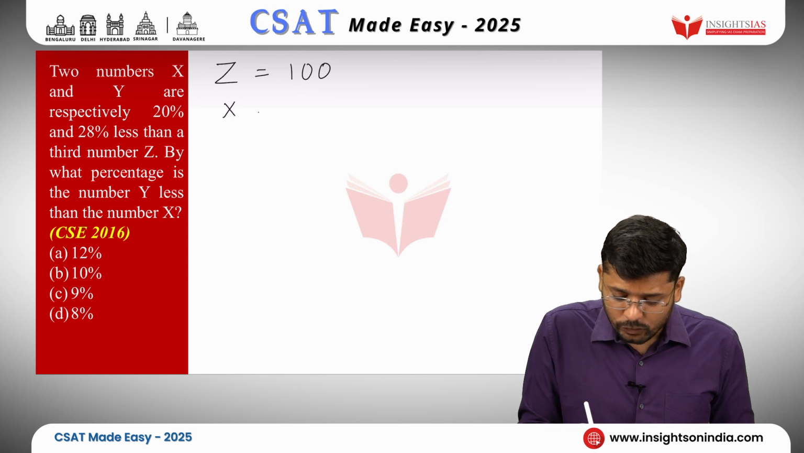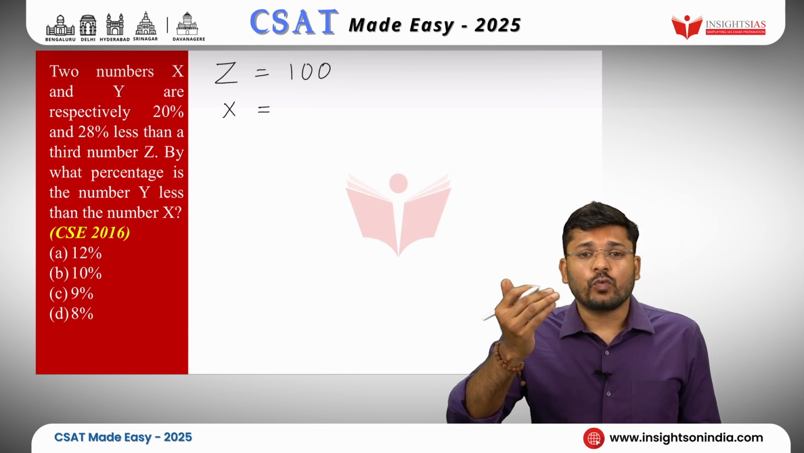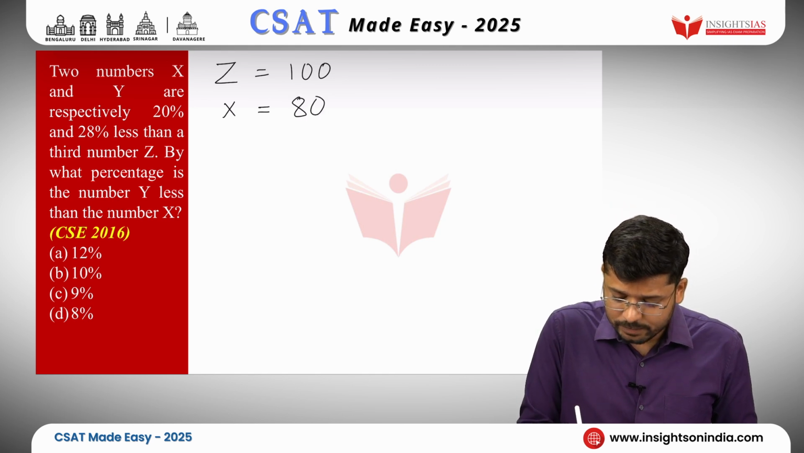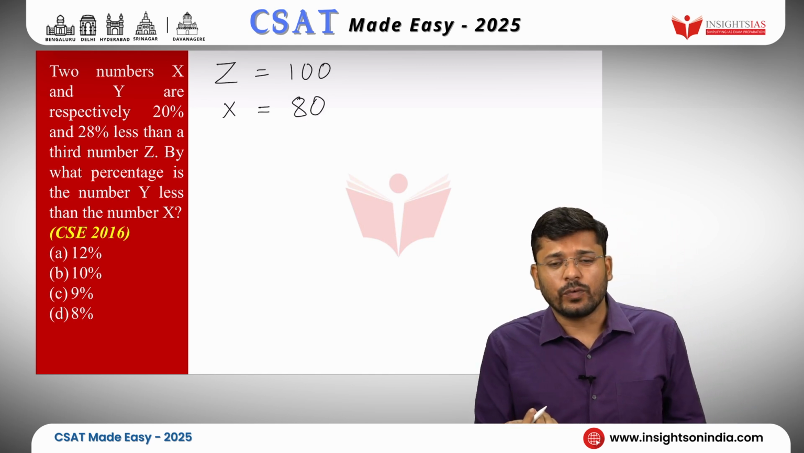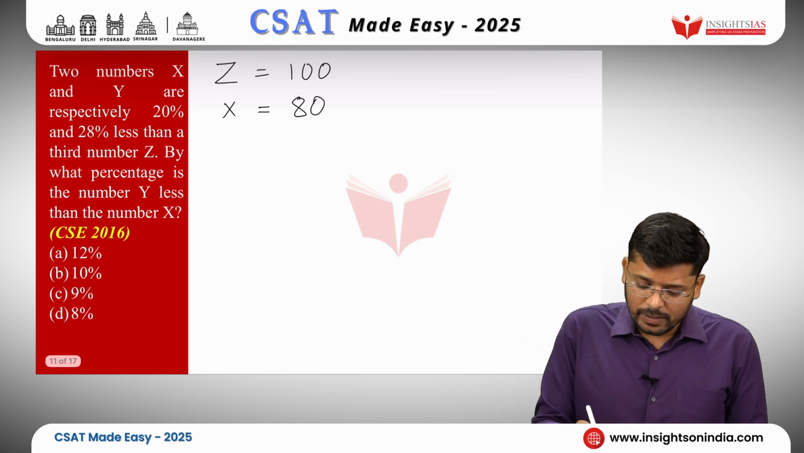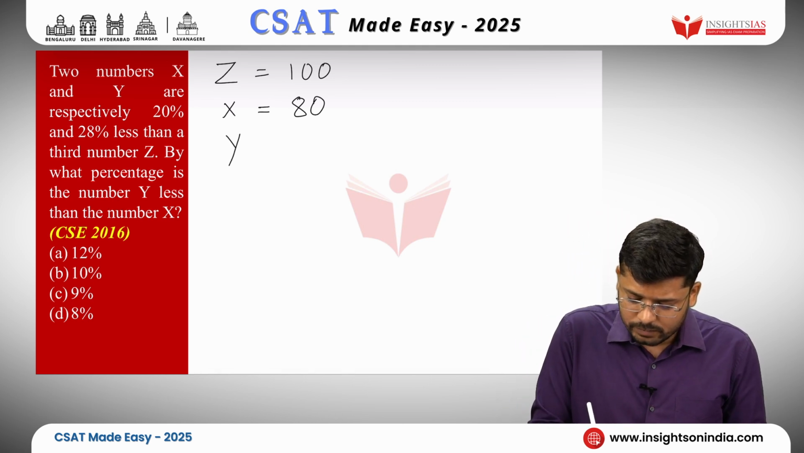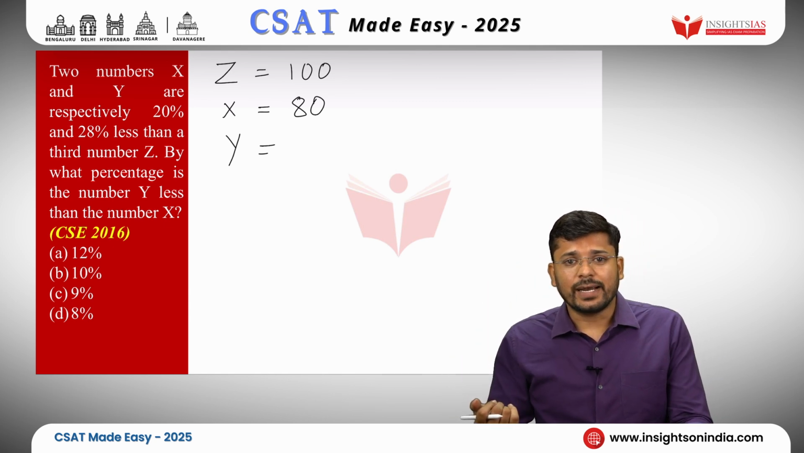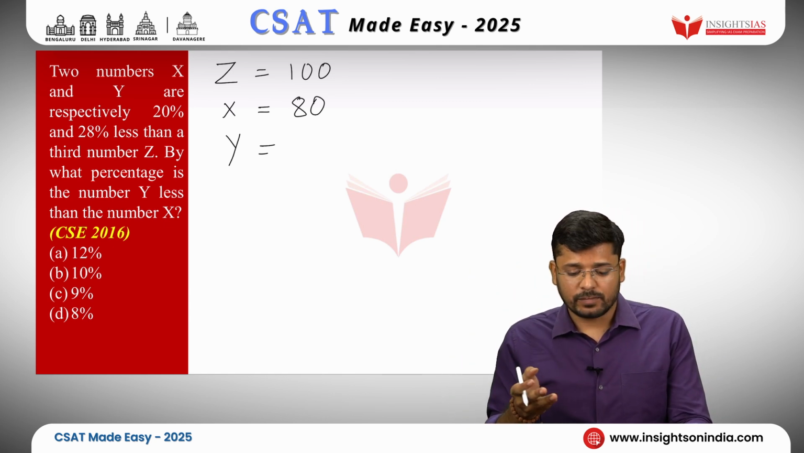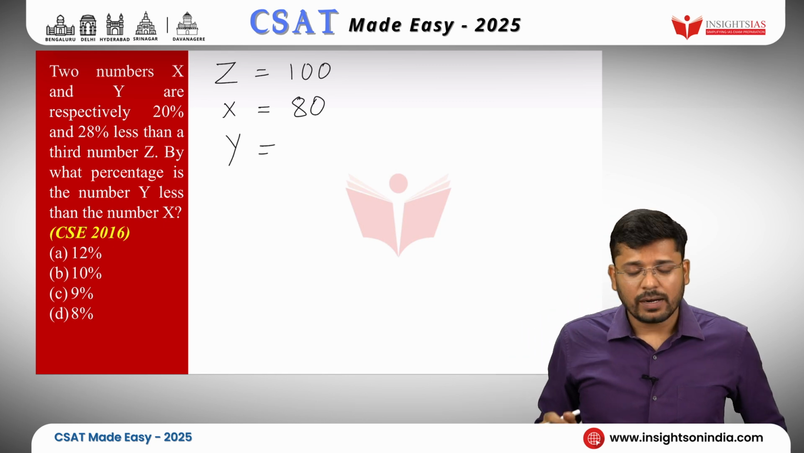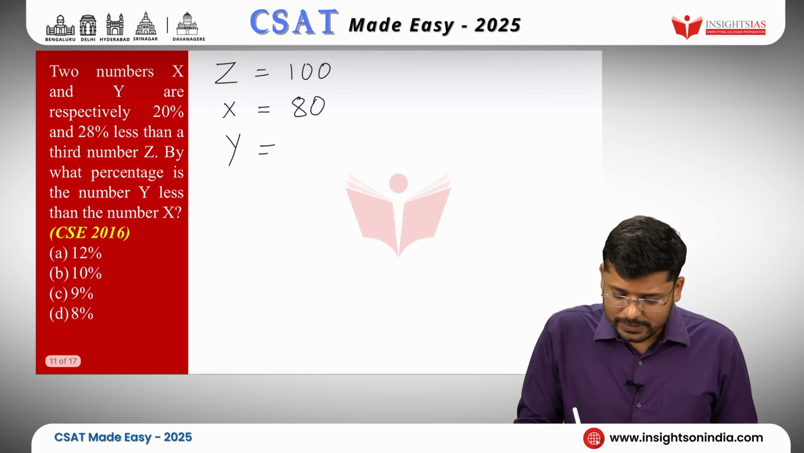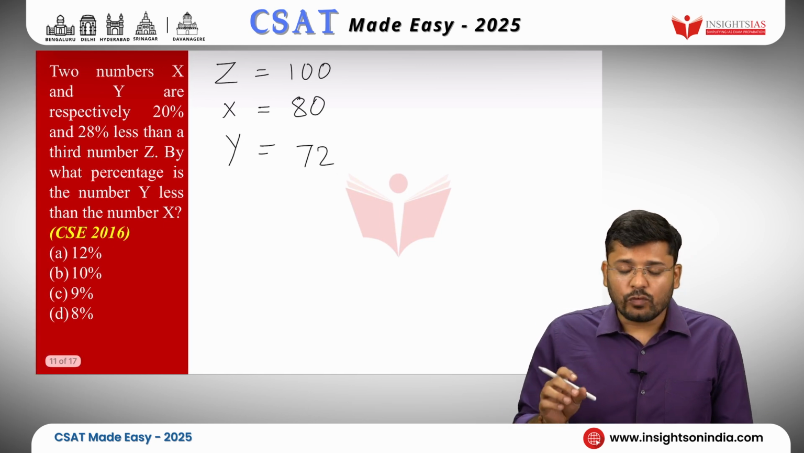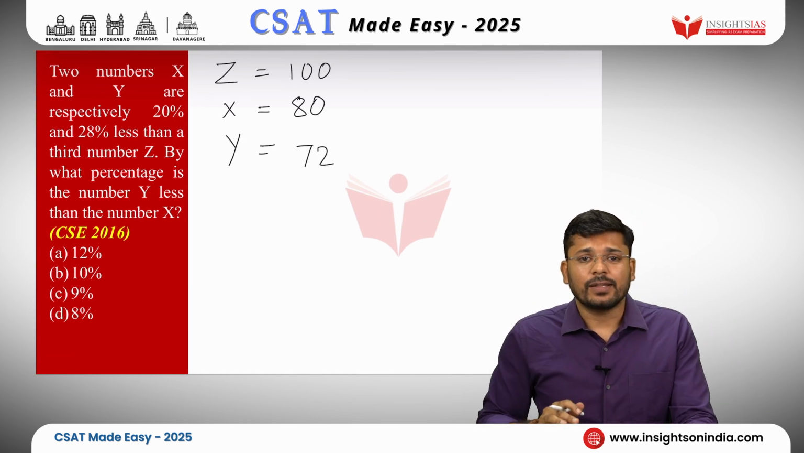So what will the values of x and y be? X is 20% less than 100, right? So it would be 80. If you deduct 20 from 100, that would be 80. And what about y? If you reduce 100 by 28, you get 100 minus 28, right? So there is no need for a calculation. 100 minus 28 would be 72. Now the value of y is less than that of x.